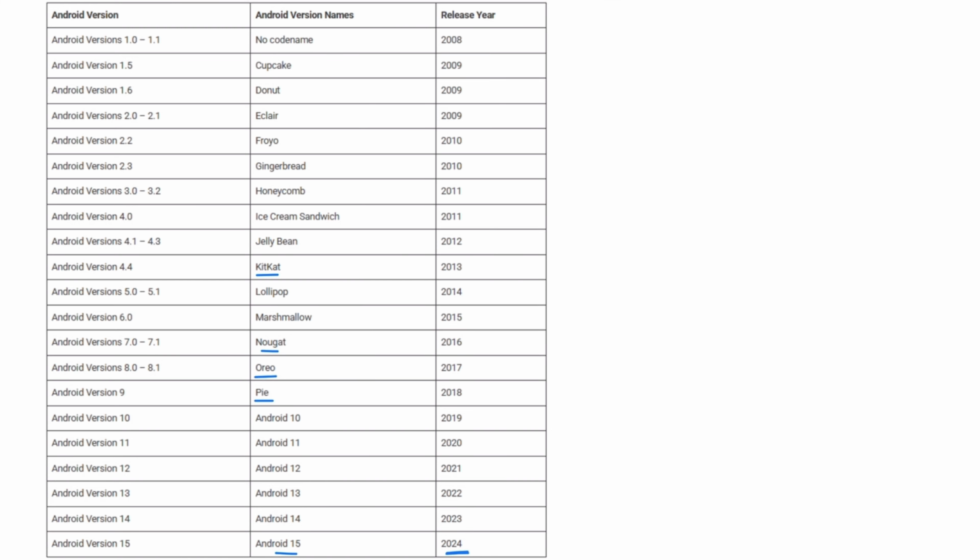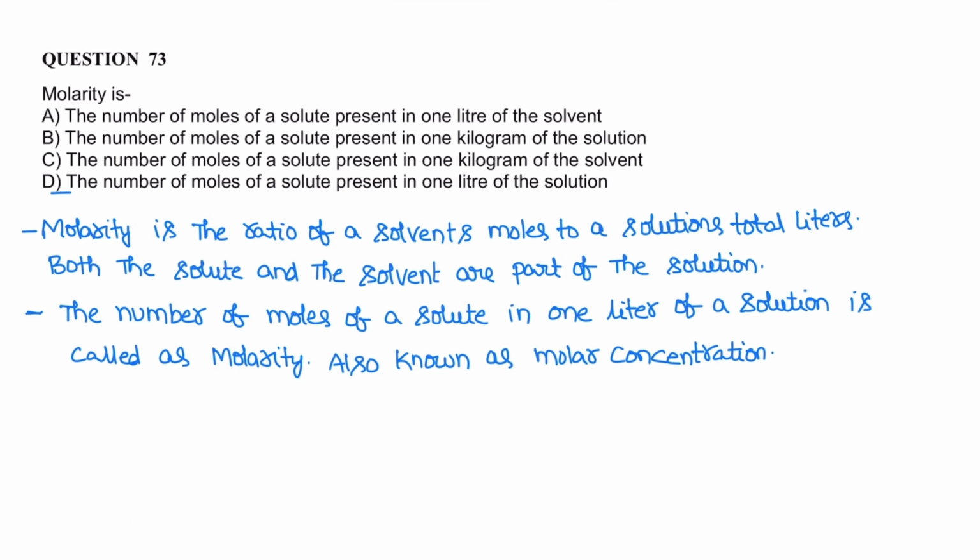Next question. Molarity. Molarity is the ratio of solute moles to a solution's total liters. Both the solute and solvent are a part of a solution. Another definition of molarity is the number of moles of a solute in 1 liter of solution. Molarity is also called molar concentration. Hence correct option is: the number of moles of solute present in 1 liter of solution is molarity.